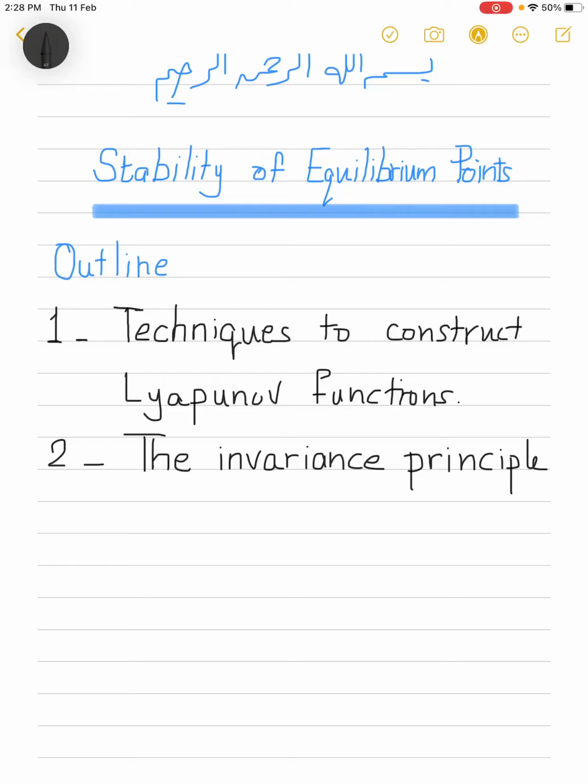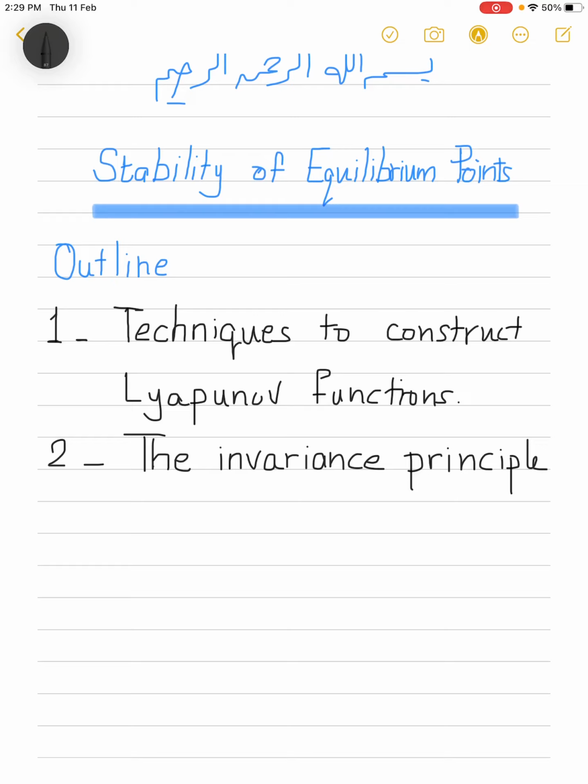Welcome everyone. In this lecture we will continue our discussion of the application of Lyapunov theorem to study the stability of equilibrium points. We have stated before that Lyapunov theorem provides just a sufficient condition to investigate the stability of an equilibrium point. Also, we have stated that there is no general technique to suggest a Lyapunov function. However, in this lecture we will see some typical techniques that could be used in many applications.